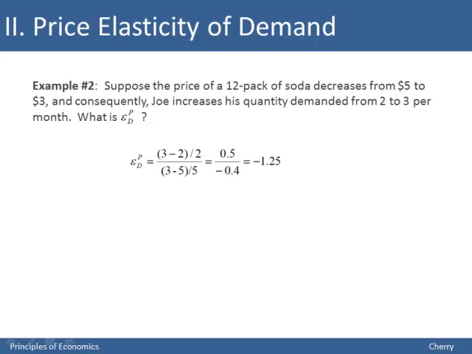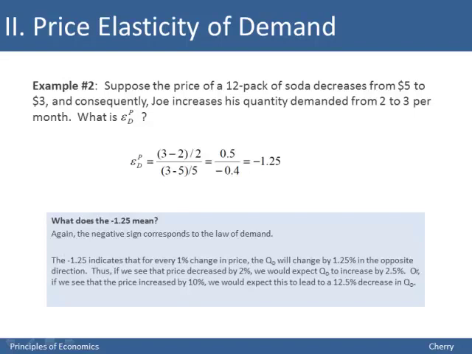And that gives you 0.5. The percentage change in price is calculated by 3 minus 5 over 5, which gives you negative 0.4. Right, so 0.5 over negative 0.4 gives you negative 1.25. Right, so again, it's negative, indicating that the price and quantity demanded are going to move in opposite directions, consistent with the law of demand.